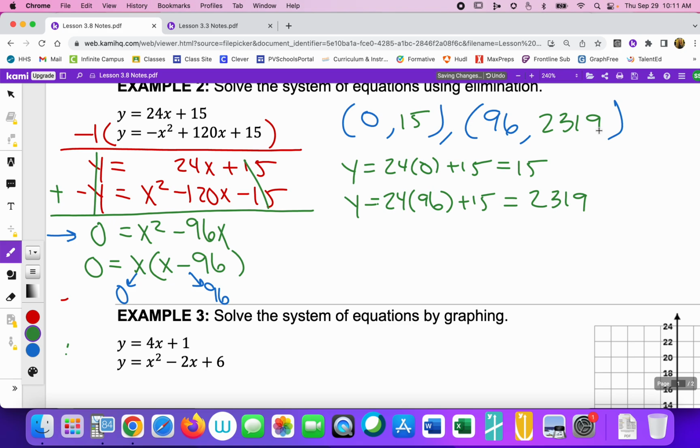Would this take you a while to graph? Yes, we'd be here all day. Okay, which is why we have these methods. So the two coordinates are your answers.